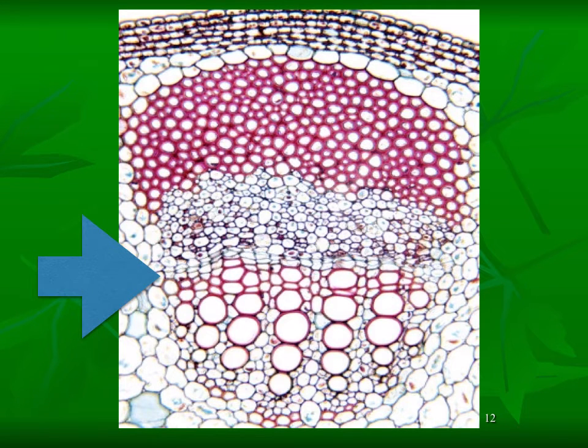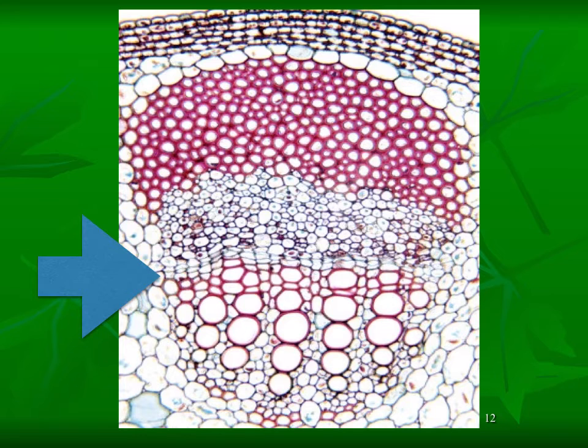Here you can see the arrows pointing towards about 2 layers of cells, and these make up your cambium. So the cambium you find between your xylem and phloem, and it's found in the vascular bundle. So the cambium, you'll notice where the arrow is pointing towards, is between the xylem, which is at the bottom, and the phloem just above it.